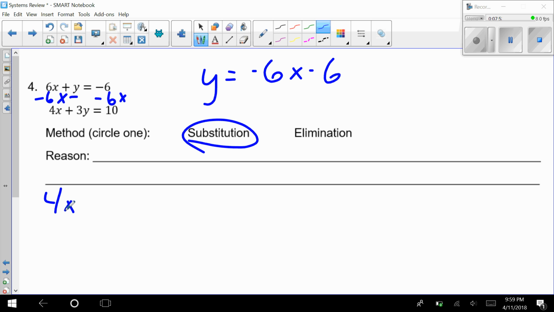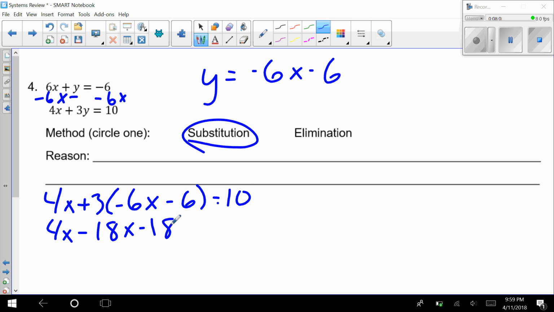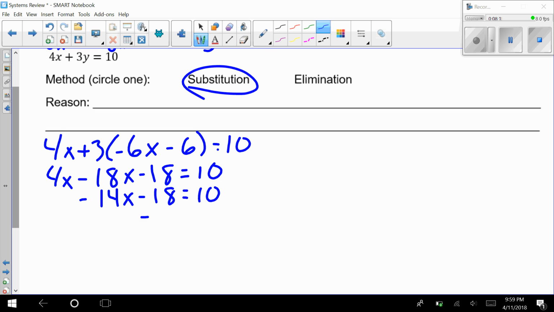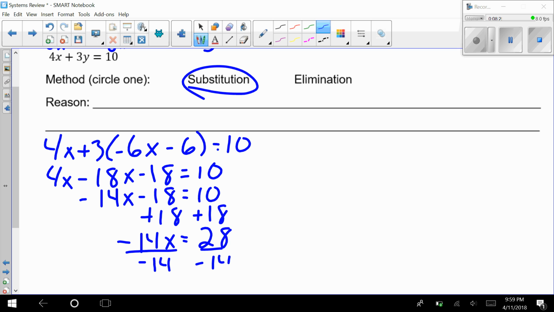So I have 4x plus 3 times (-6x minus 6) equals 10. Distribute that 3, so I get 4x minus 18x minus 18 equals 10. Combine my terms, I have -14x minus 18 equals 10. Scroll down a little for us here, add 18 to both sides. And -14x equals 28. Divide by -14. We find that x equals -2.